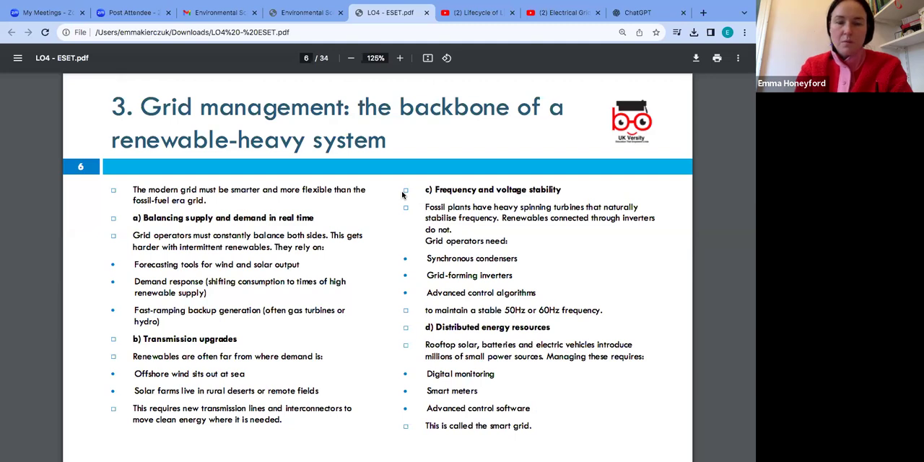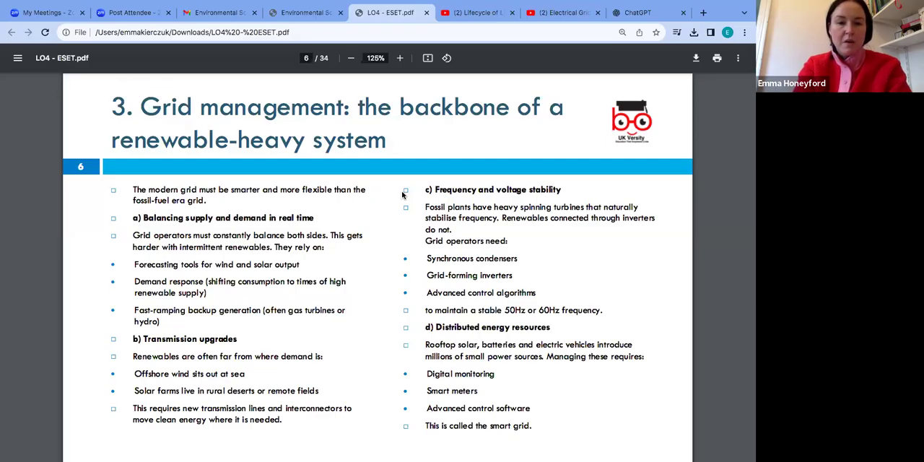So we've got a few different challenges. Balancing supply and demand in real time, as we mentioned before. Grid operators must constantly balance both sides, and this gets hard with intermittent renewables. So they rely on forecasting tools for wind and solar output, and demand response, so shifting consumption to times of high renewable energy. And then we've got transmission upgrades. This slide is specifically for renewable energy only, by the way.